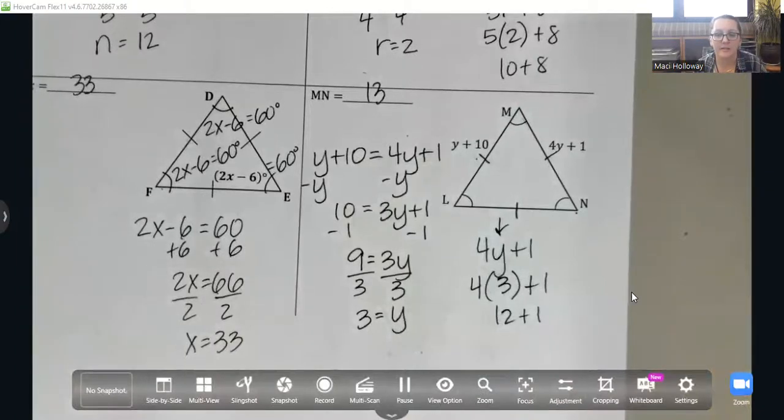And you're good on to start practicing with equilateral and isosceles.